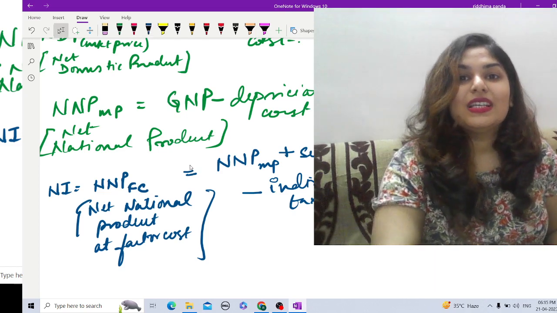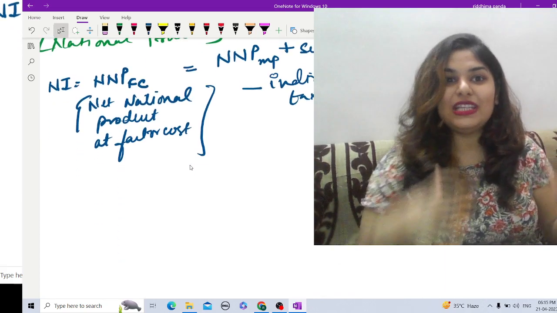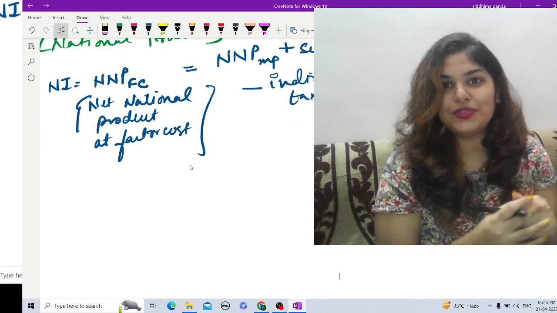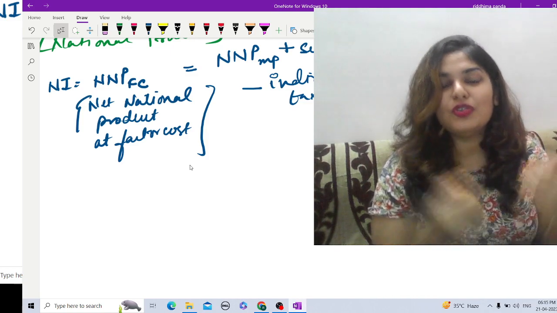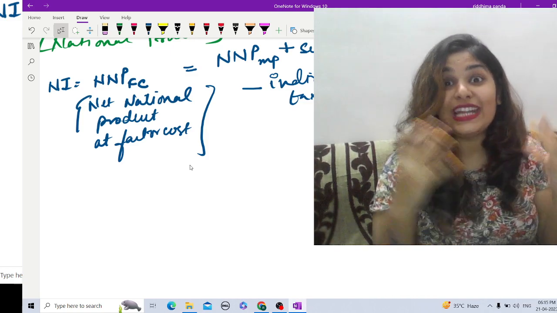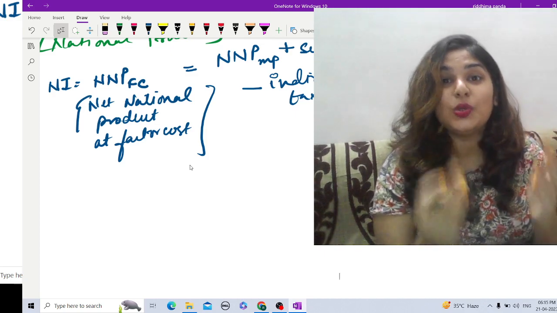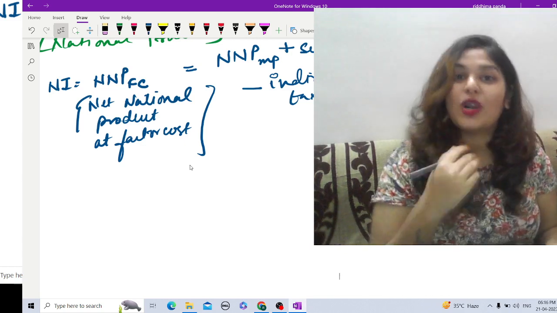Okay. From national income, now we can calculate personal income. So in the very beginning of this particular answer, I have told you the difference between national income and personal income, right? So we have to subtract a few terms and add a few terms to the national income in order to calculate the personal income of an individual, right? So let's see what these are.